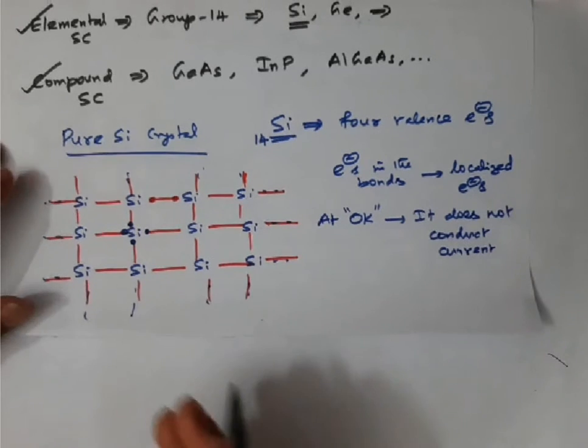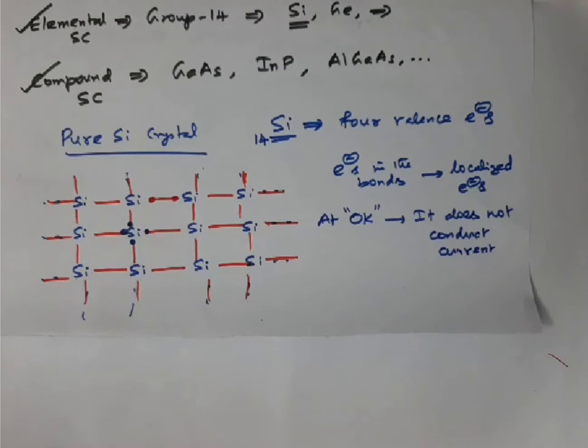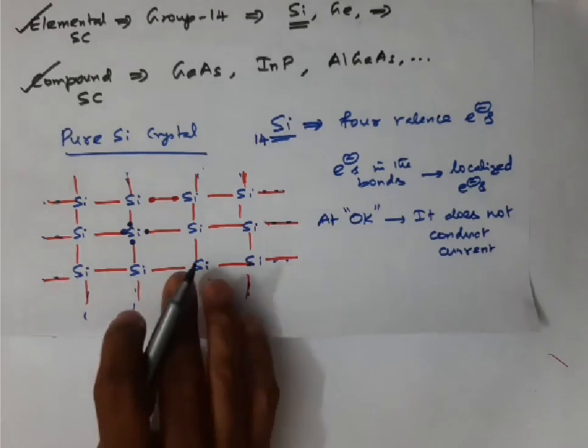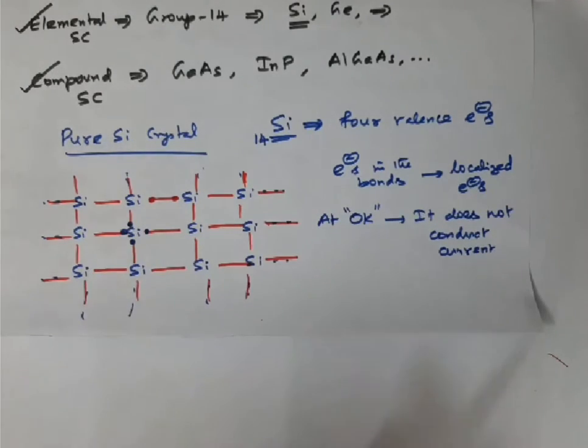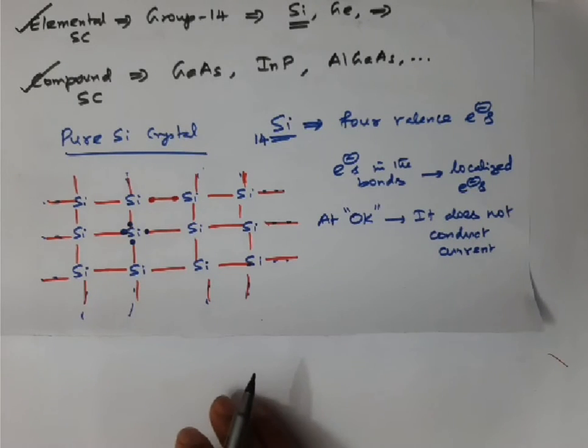Why? Because all the electrons are localized, so there are no free electrons to move. Therefore, conductivity is 0 at 0 Kelvin. But what happens at room temperature? We are using silicon materials at room temperature. If you come to room temperature, what will happen?